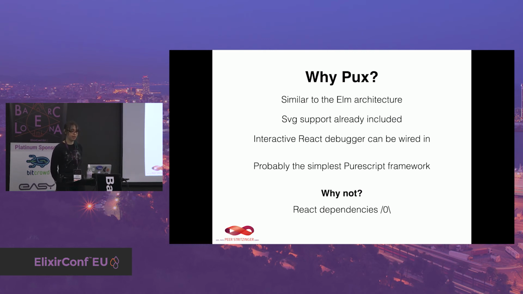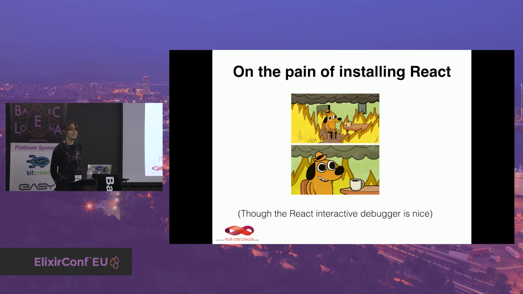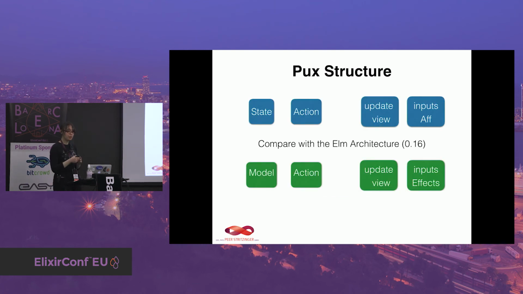But why would you not use it? In my case, there were React dependencies. I really don't want to install all the 3,000 React dependencies. Fire, burn it with fire. But to show you that the Pux structure is basically the Elm architecture, here they are side by side. You see model is now state, and effects are the effects types that are in Purescript, but everything else is the same.